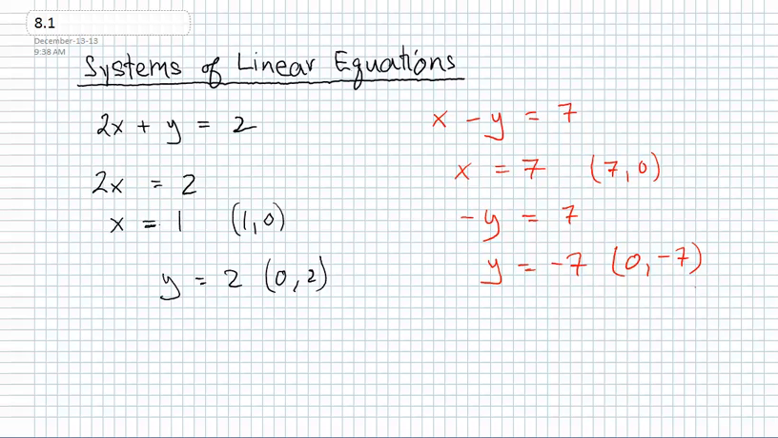Okay, so I have those 2 points. Now I can graph that system of equations. If you want to go ahead and graph it and see if you can solve it on your own, go right ahead. Otherwise, let's see the solution here.